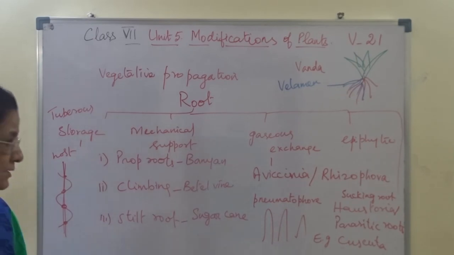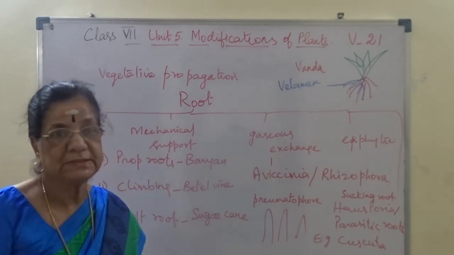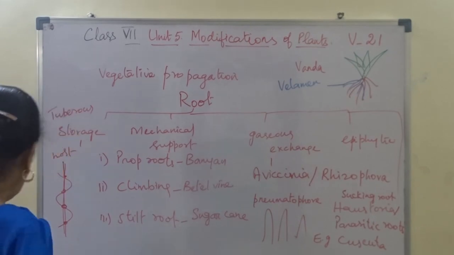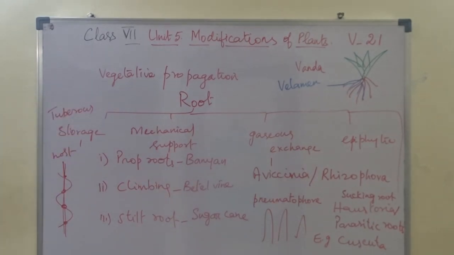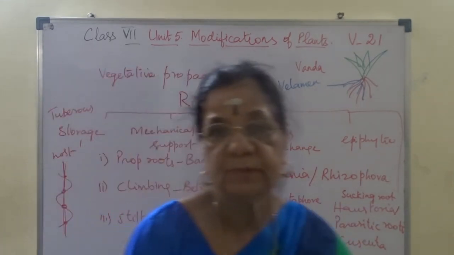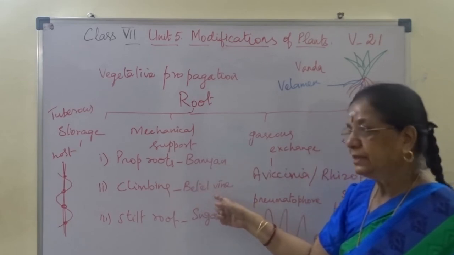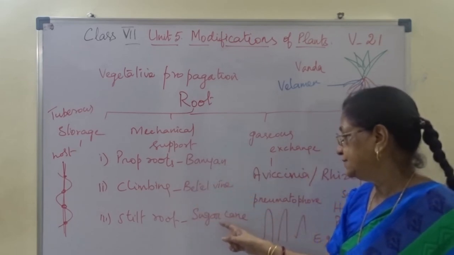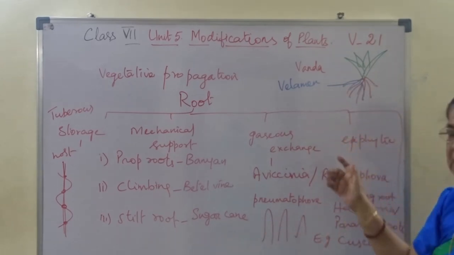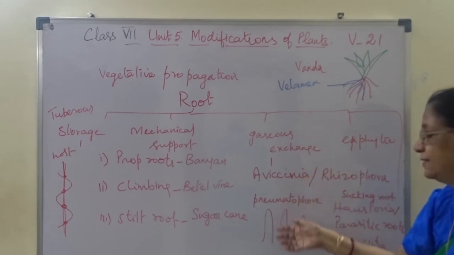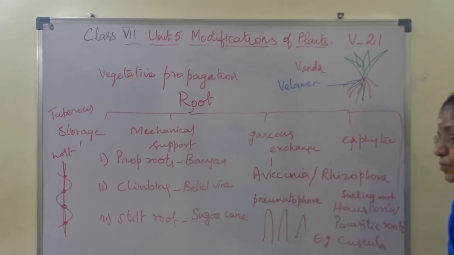I hope you understand. That is sucking root, or parasitic root. Example, Cuscuta. So this is for the root modification. We have tuberous root or storage root. For mechanical support, under that we have prop root, example banyan; climbing root, example betel vine; stilt root, example sugarcane. Same way, for gaseous exchange, example Avicennia. One more example is Rhizophora. It has a special structure called pneumatophores.